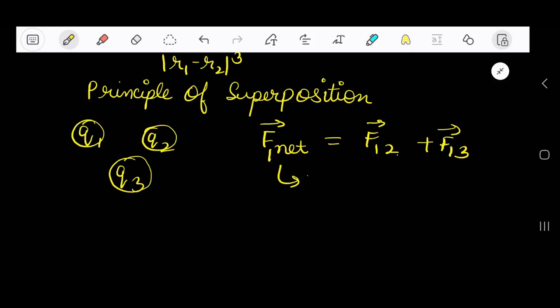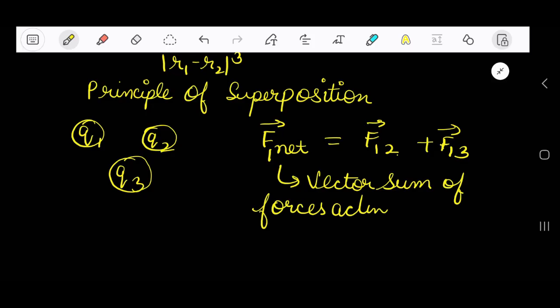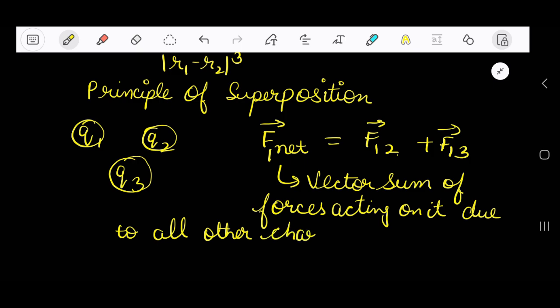So the net force is the vector sum of forces acting on it due to all other charges. So this is the principle of superposition.